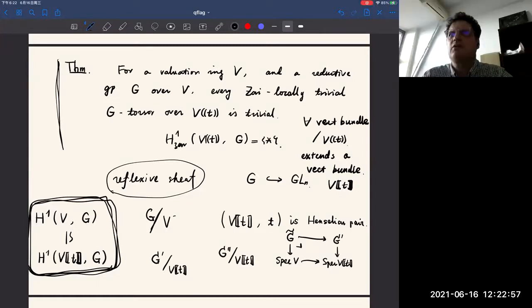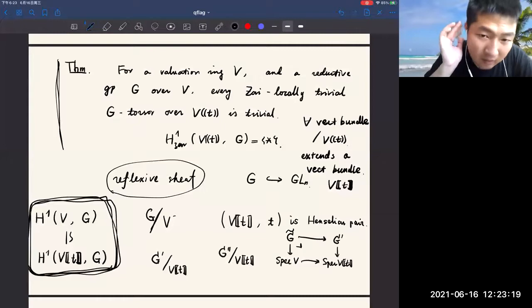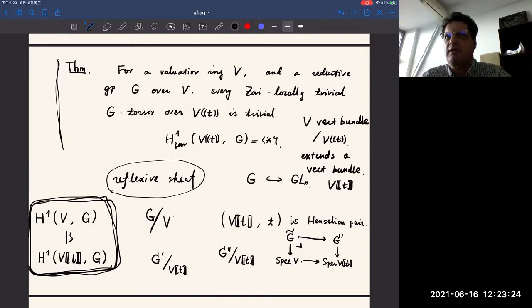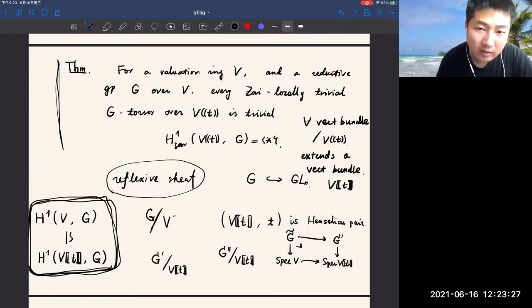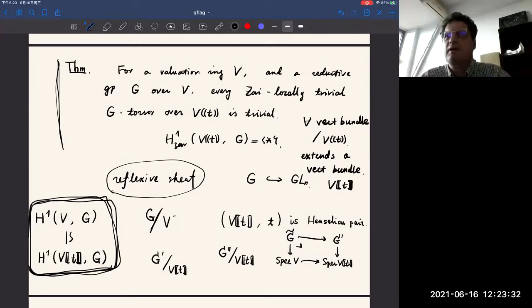Could you say more? Because Bruhat is for discrete valuation and Serre ring, okay? And if my understanding is correct, you work beyond this case, right? You work with non-discrete valuation of rank one, right? Yeah, I'm working with the non-discrete rank one case. And so what is the part of Bruhat which survives?